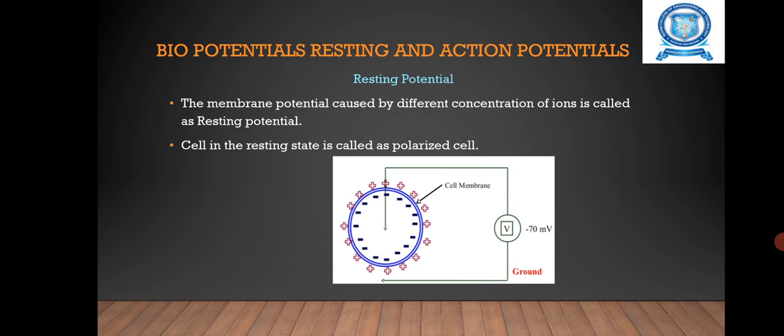Resting potential. The membrane potential caused by different concentrations of ions is called the resting potential. A cell in the resting state is said to be polarized. That means it can be excited by the flow of ionic current. The movement of sodium ions constitutes an ionic current flow that further reduces the barrier.